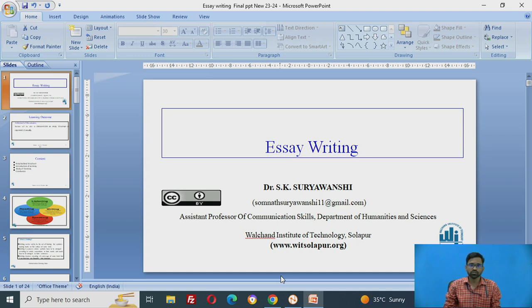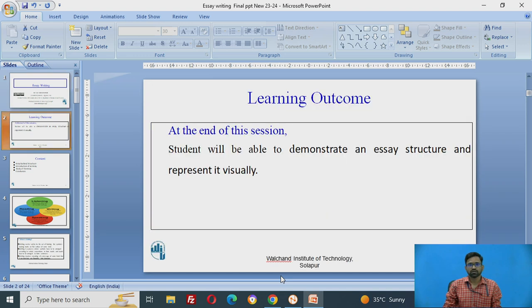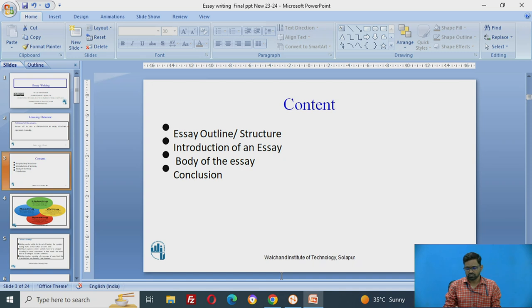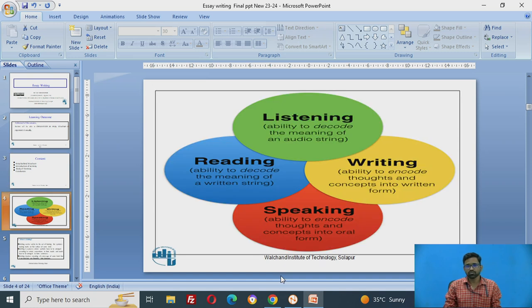Today we are going to learn a topic, essay writing. At the end of this session, you will be able to demonstrate an essay structure and represent it visually. Before starting this topic, I want to tell you essay writing is very important in writing skill. It comes under writing skill.